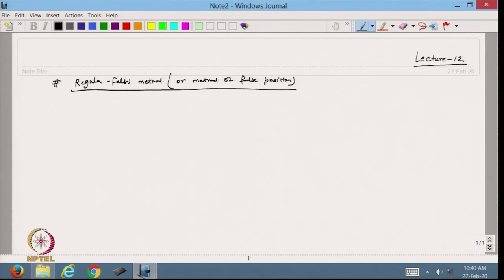So what is the meaning of this Regula-Falsi method? Suppose I have a function f(x) is equal to 0. This function is given to me and I want to find the root of this function. Suppose I get a value of a and b, and I find that f(a) into f(b) is less than 0. So it means that the root lies between a and b.